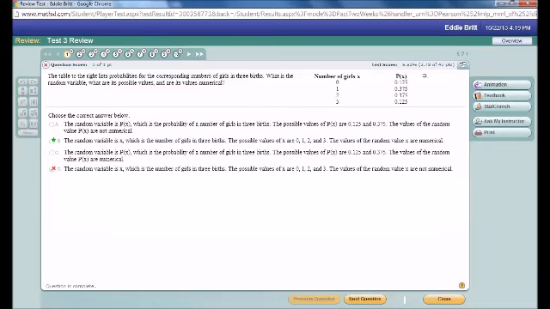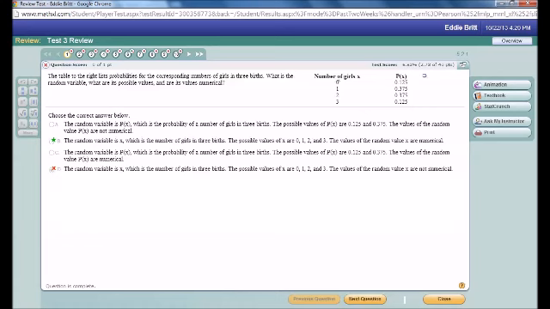Number 1. The table to the right lists probabilities for the corresponding numbers of girls in 3 births. What is the random variable? What are its possible values? And are its values numerical? The random variable is going to be here. Okay, the number of girls, X. This would be like the number of girls in 3 births.